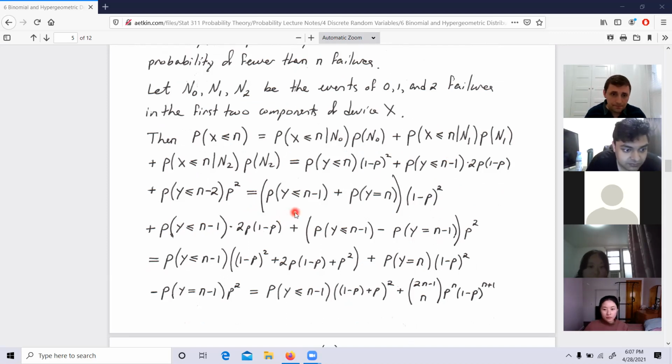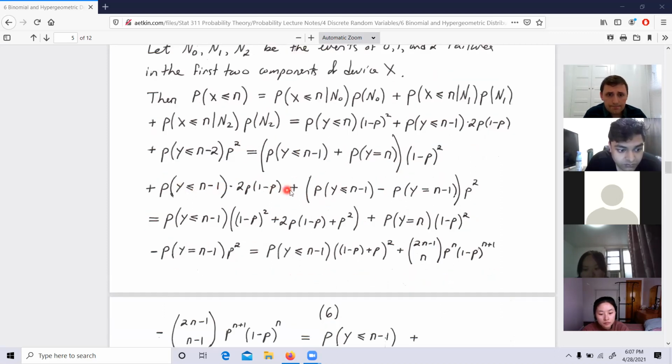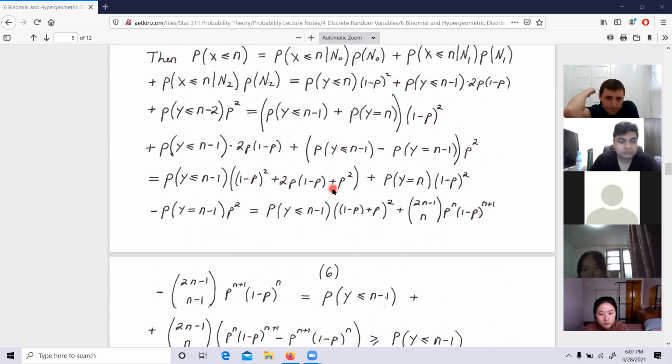Once you simplify, you see you can factor out 1 over p squared. You get this situation: the probability of Y less than or equal to n minus 1, plus the probability of Y equal to n, right? Plus this part. Good. And so I work it out.